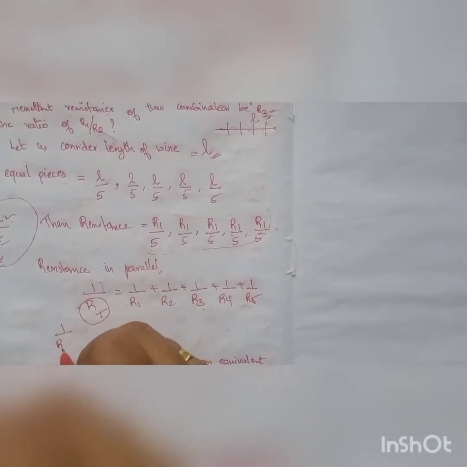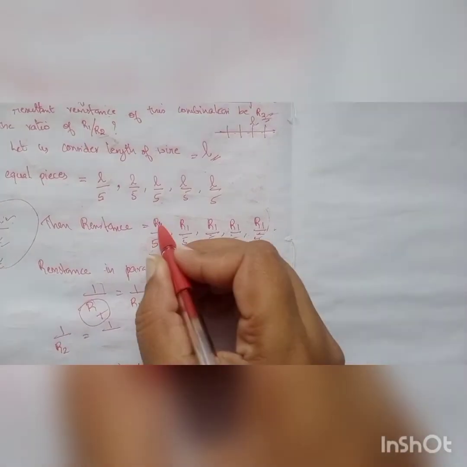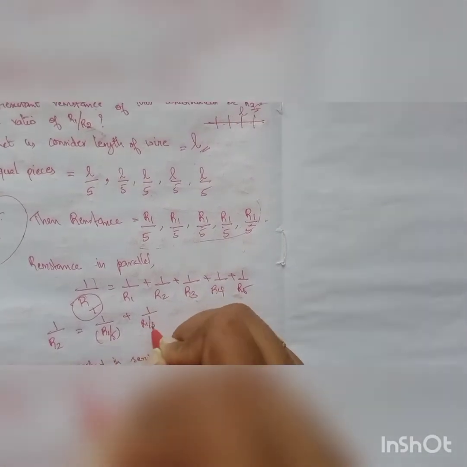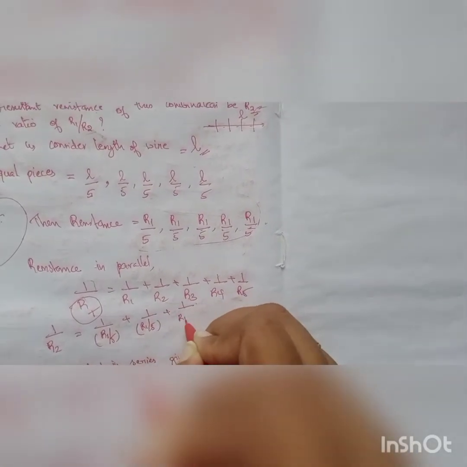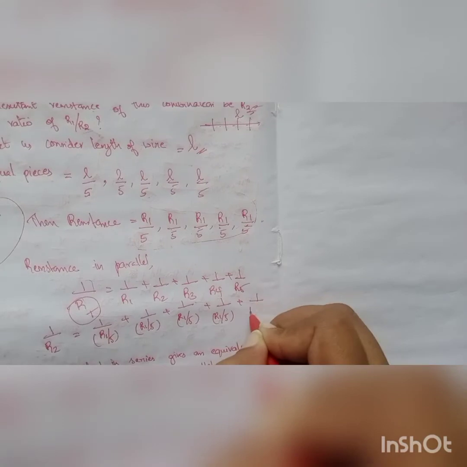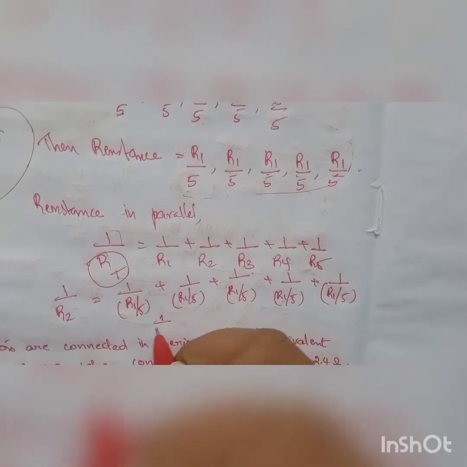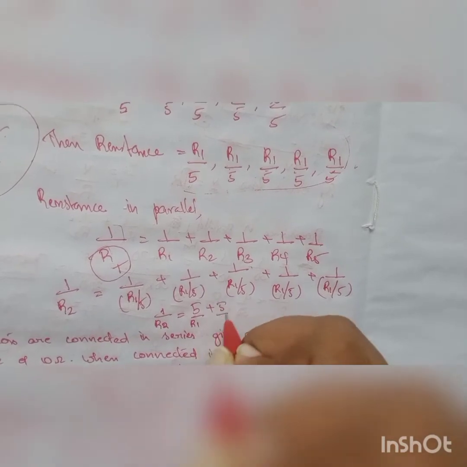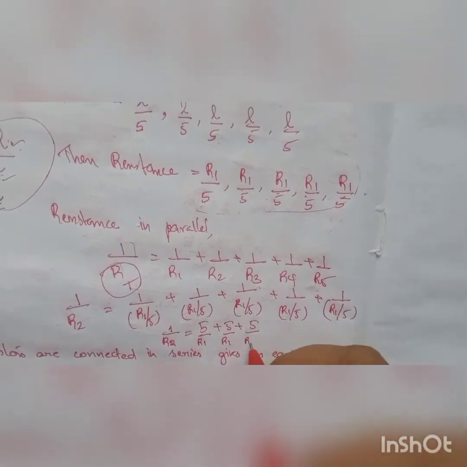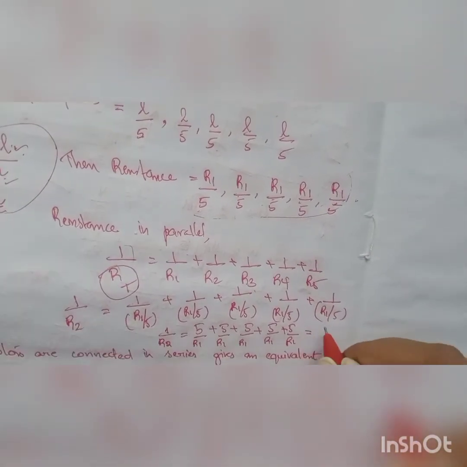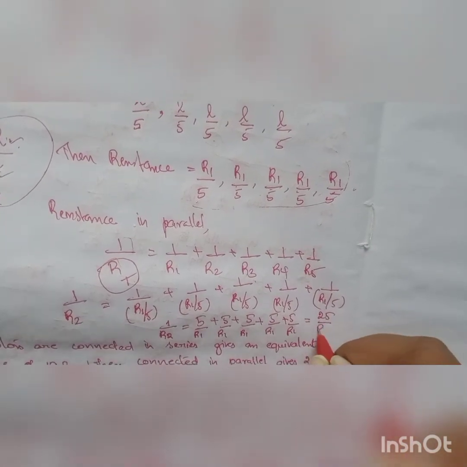So we can write 1 by R2 is equal to 1 divided by what is R1? R1 is R1 by 5, plus 1 by R1 by 5, again plus 1 by R1 by 5, again plus 1 by R1 by 5. So what will you get? You will get 1 by R2 is equal to 5 by R1 plus 5 by R1 plus 5 by R1 plus 5 by R1 plus 5 by R1, which is equal to 25 by R1.